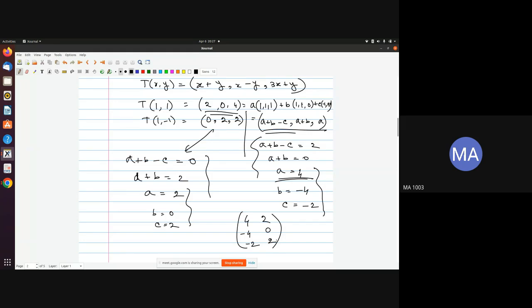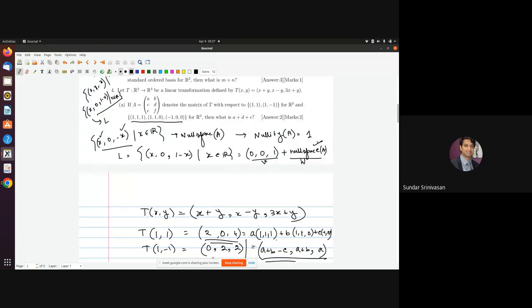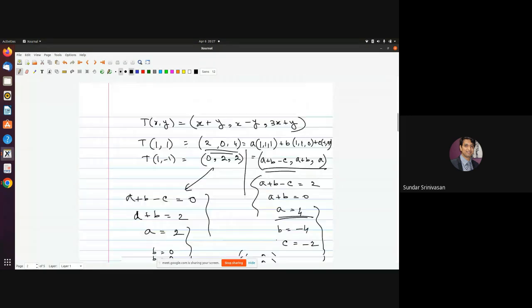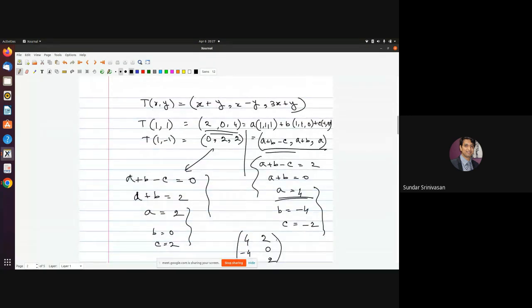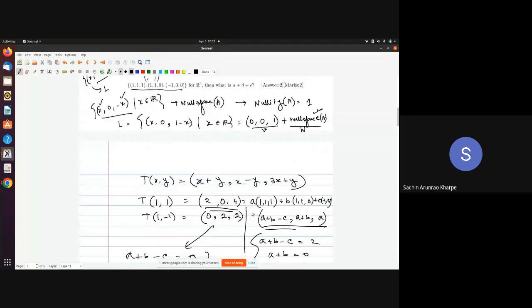Understood? Yes, sir. Sir, I got these coefficients correct, but the last one I got wrong. It should be minus 2, and I got that wrong as well. Instead of minus 2, I wrote 2, and for B. So A plus D plus E is 2.